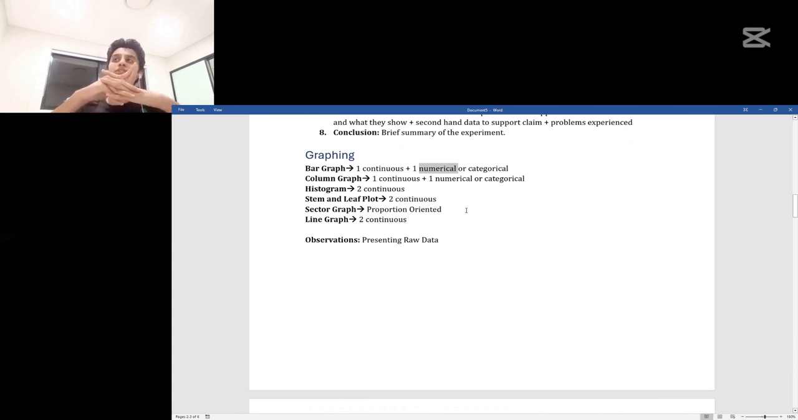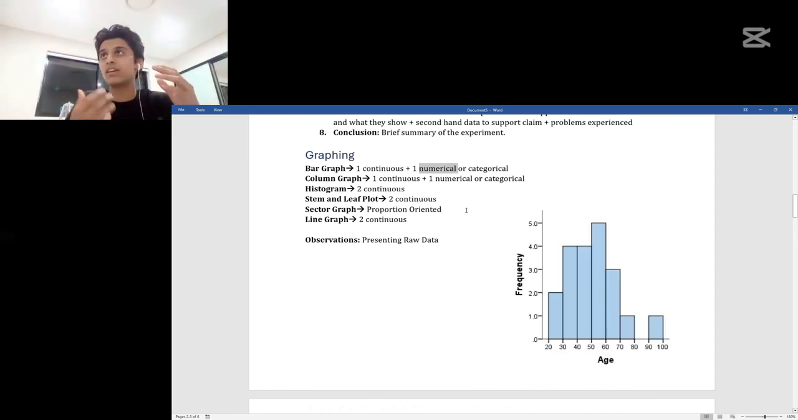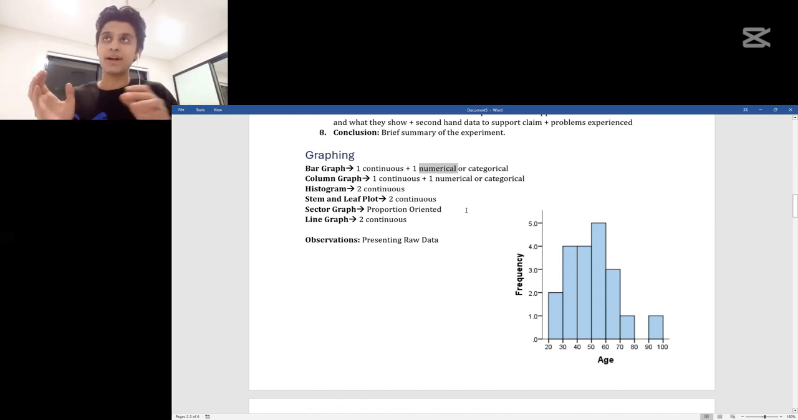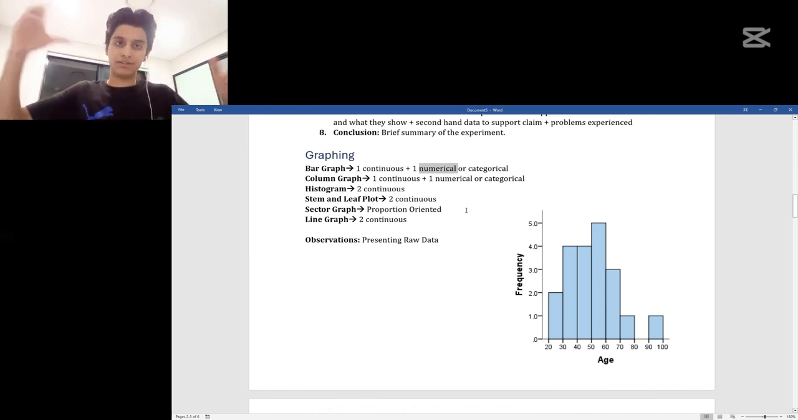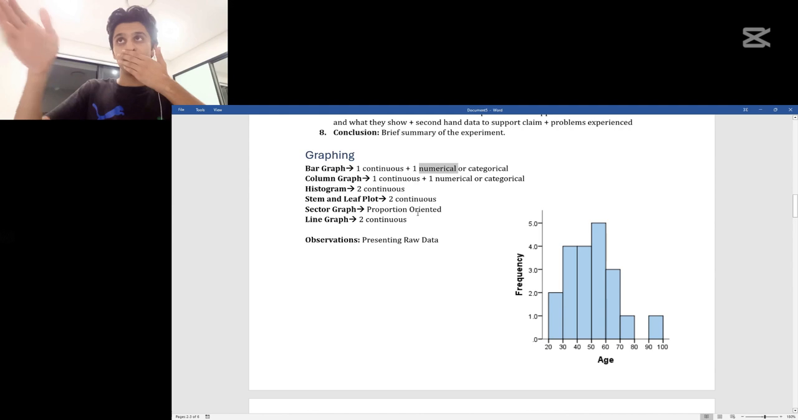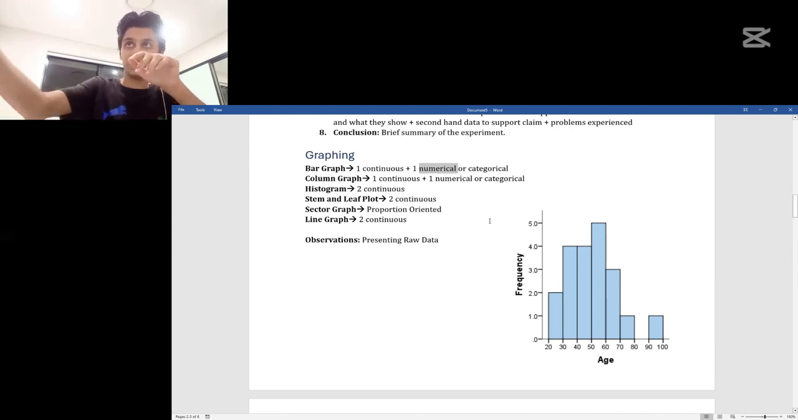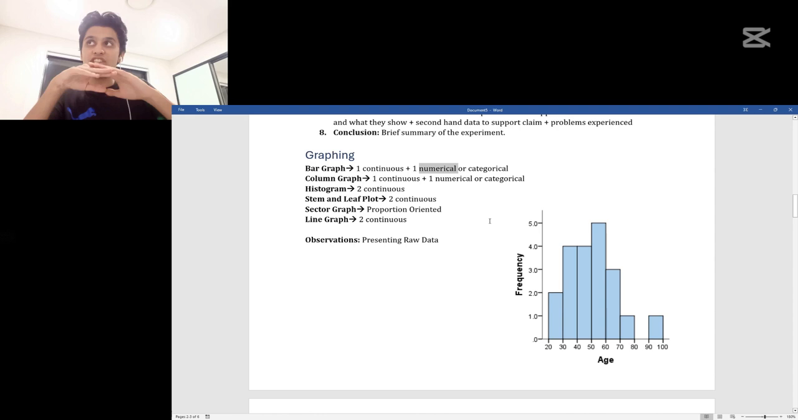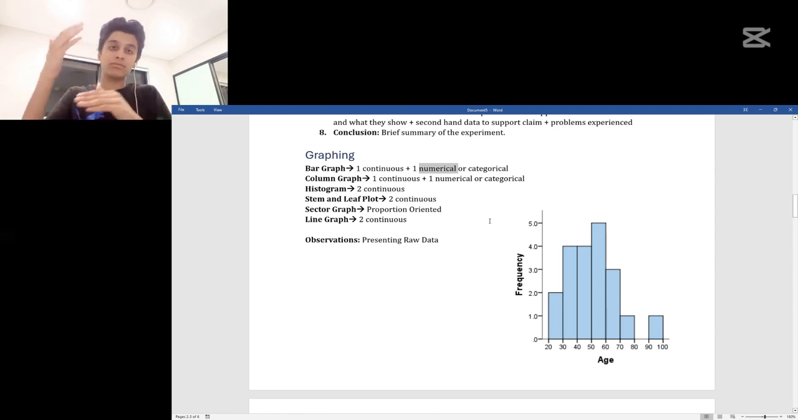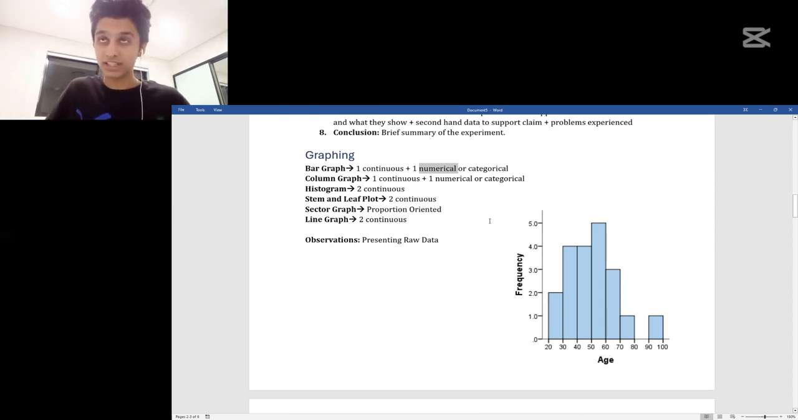Okay, histogram. You have two continuous. Stem and leaf plot, you have two continuous. So let's look at histograms. For a histogram, as you can see here, in this example you have the age and you have the frequency of that age group. For example, 2 20-year-olds, 4 30-year-olds, 4 40-year-olds. In both cases, age can be part of a range, and so can the number of people you have. So both are continuous. Similarly with the stem and leaf plot, both are continuous.